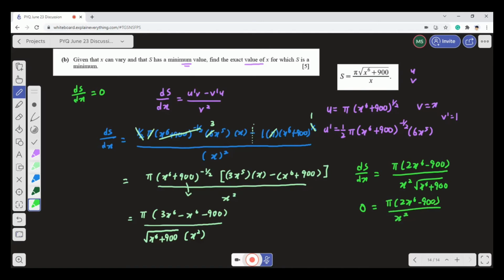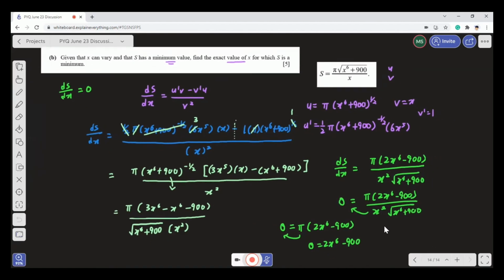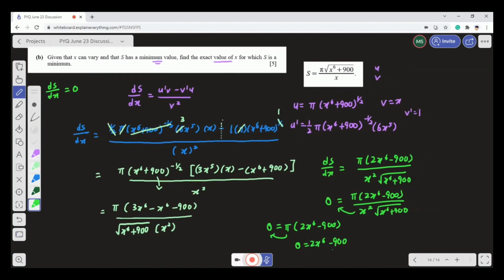When I bring the bottom part to the top, times it with 0, so you will left 0 equal to pi bracket 2x power 6 minus 900. Then pi bring to that side, dy, you will still get 0 equal to 2x power 6 minus 900. And the rest of it is basically bring 900 go there, so 900 equal to 2x power 6, 450 equal to x power 6, and x is equal to root of 6, 450.